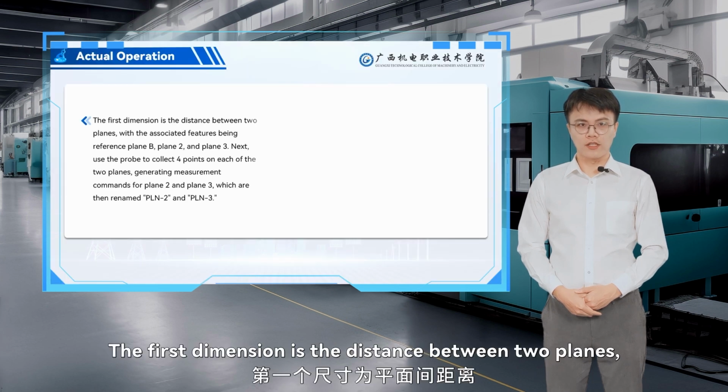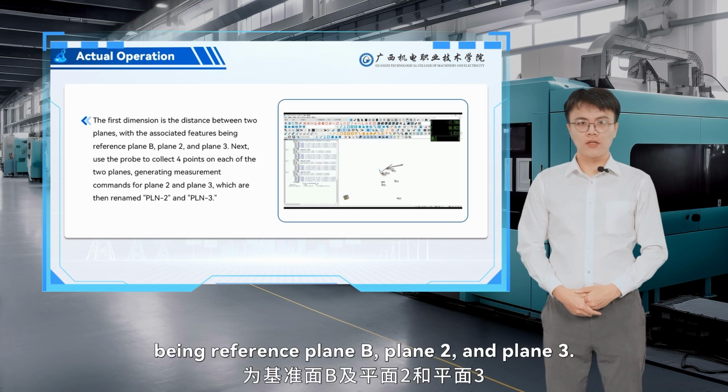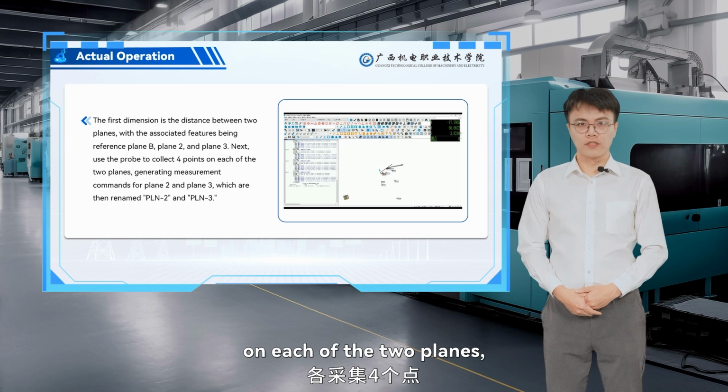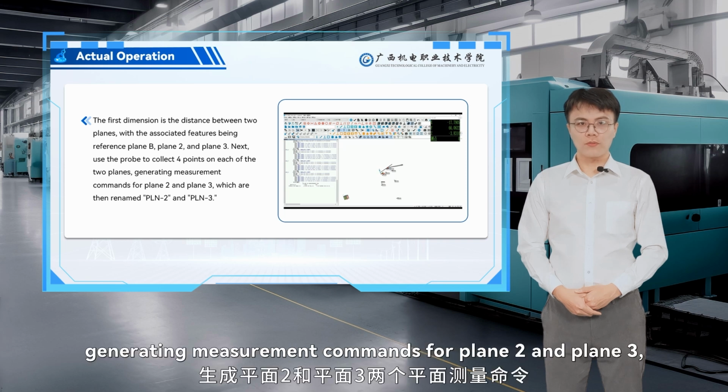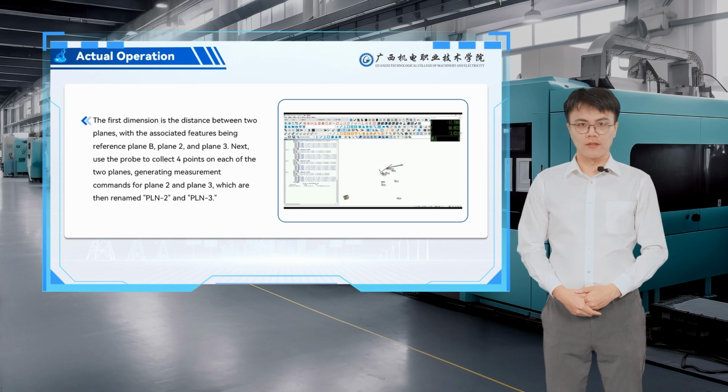The first dimension is the distance between two planes, with the associated features being reference plane B, plane 2, and plane 3. Next, use the probe to collect 4 points on each of the two planes, generating measurement commands for plane 2 and plane 3, which are then renamed PLN2 and PLN3.